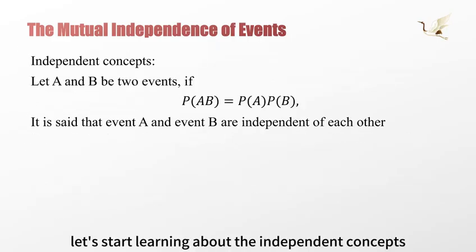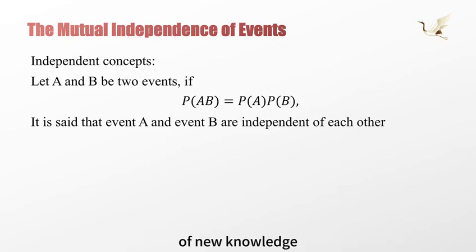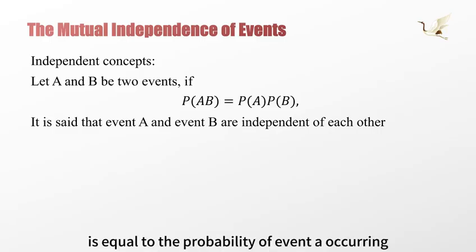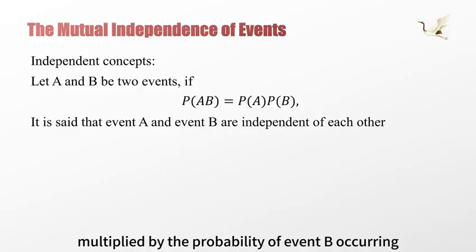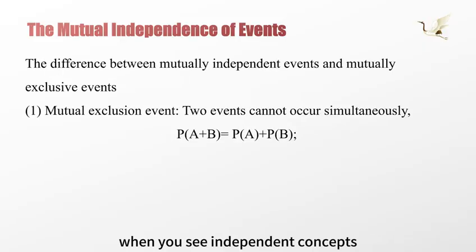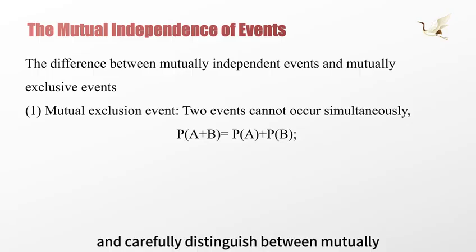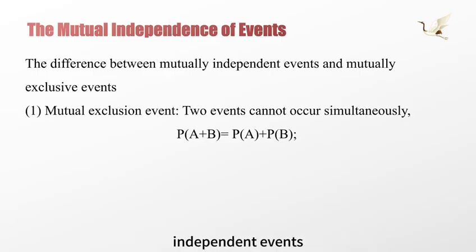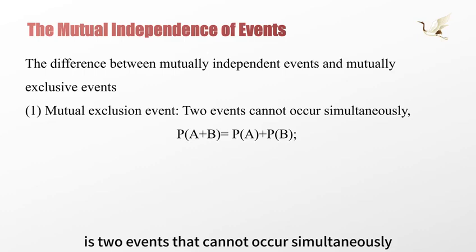Now let's start learning the new concept of independence. Let A and B be 2 events. If the probability of event AB occurring is equal to the probability of event A occurring multiplied by the probability of event B occurring, we call event A and event B independent of each other. When you see the concept of independence, you may feel that it is somewhat similar to mutually exclusive events. We must accurately and carefully distinguish between mutually independent events and mutually exclusive events. Firstly, mutually exclusive events are 2 events that cannot occur simultaneously.